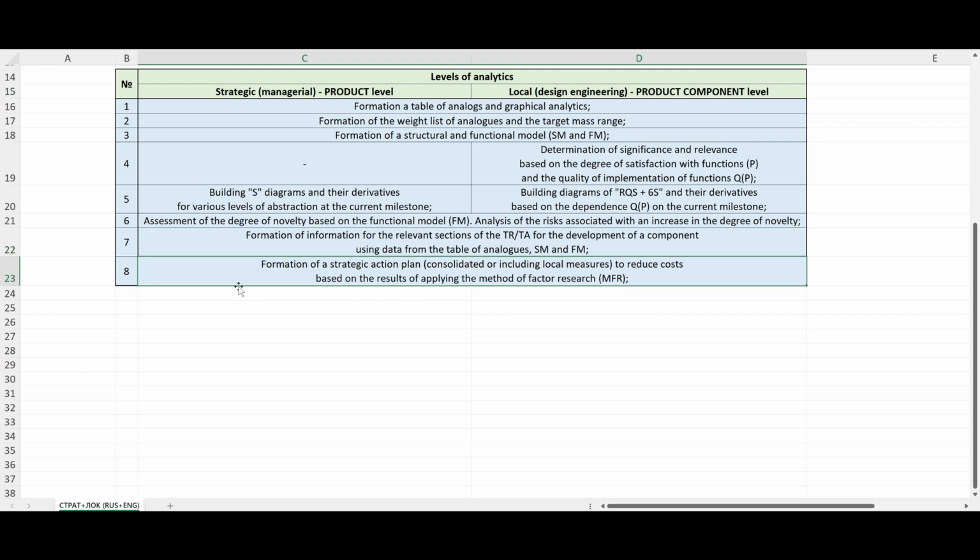The next, eighth, formation of a local action plan to reduce the cost of individual parts and assembly units based on the results of applying the method of factor research.